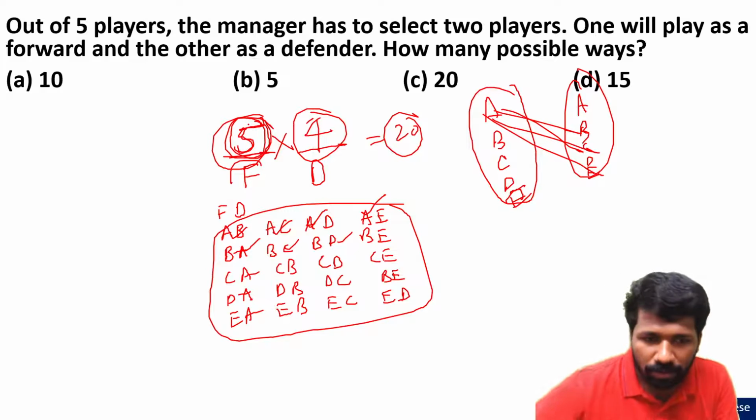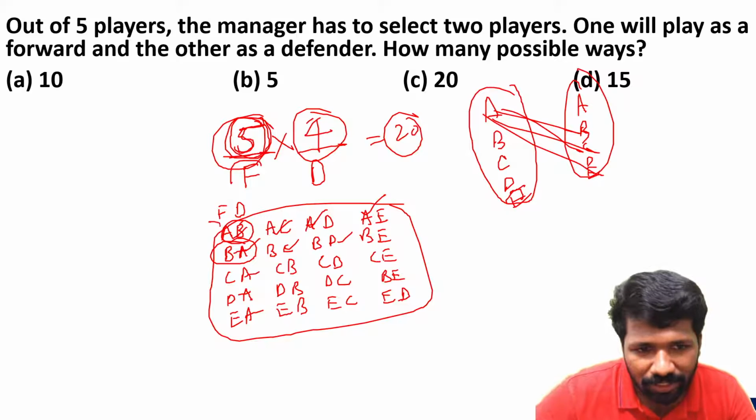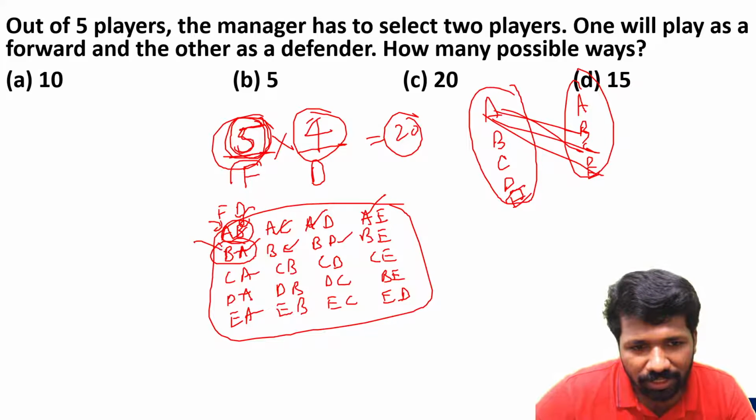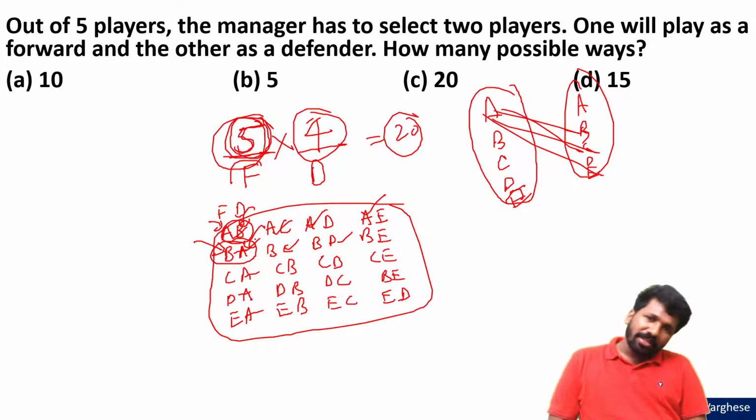Now there is a doubt. What is AB and BA? How is it different? It is different, right? This is A forward and B defender. This is B forward and A defender. They are different. That means they are the rearrangements of AB and BA.